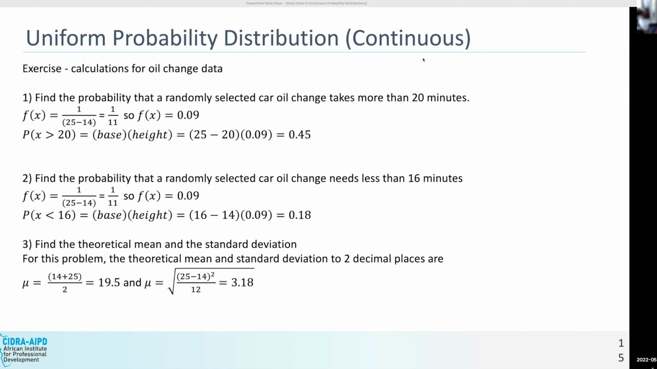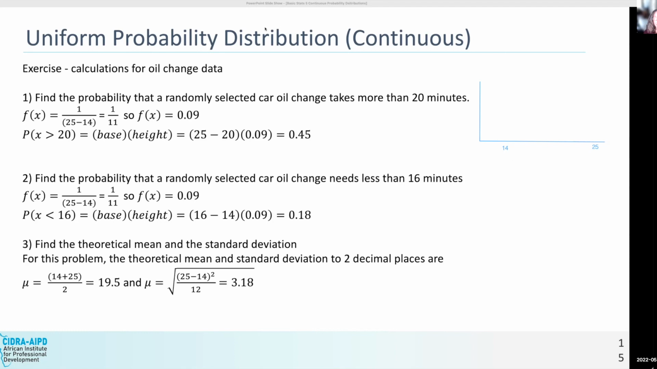Okay, hopefully you had fun doing some of these problems. I am going to take you now through what steps I would go through to answer those. So what I do every single time I have one of these kinds of problems is I draw a graph like so, and I would label the minimum value, which we have as 14, and also the maximum value is 25.